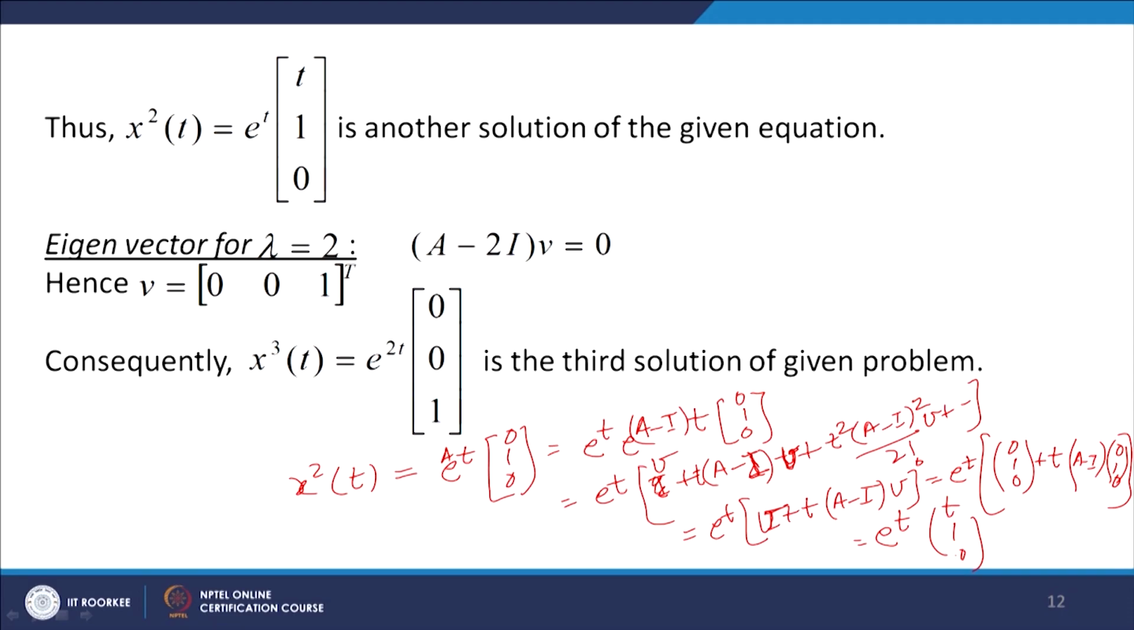And for lambda equal to 2 we have the equation (A minus 2I) b equal to 0. If we solve this, we will get b equal to (0, 0, 1) transpose. So, the third solution is x3(t) equal to e to the power 2t times (0, 0, 1). Thus we have 3 linearly independent solutions.